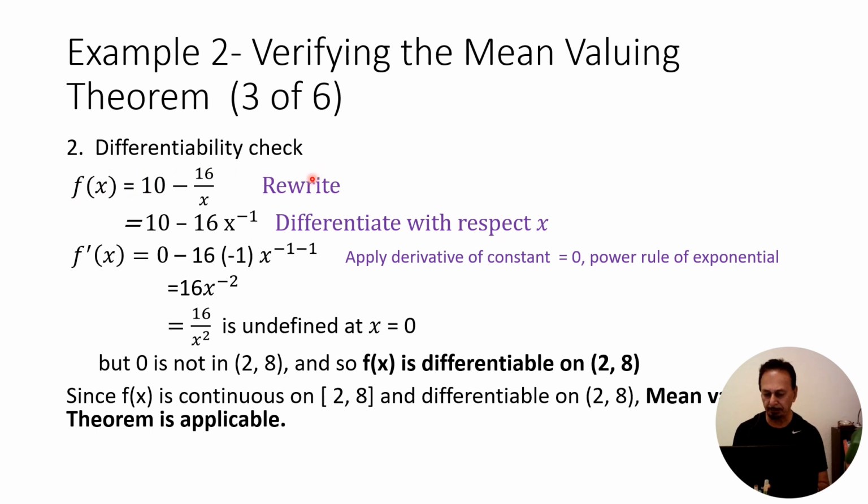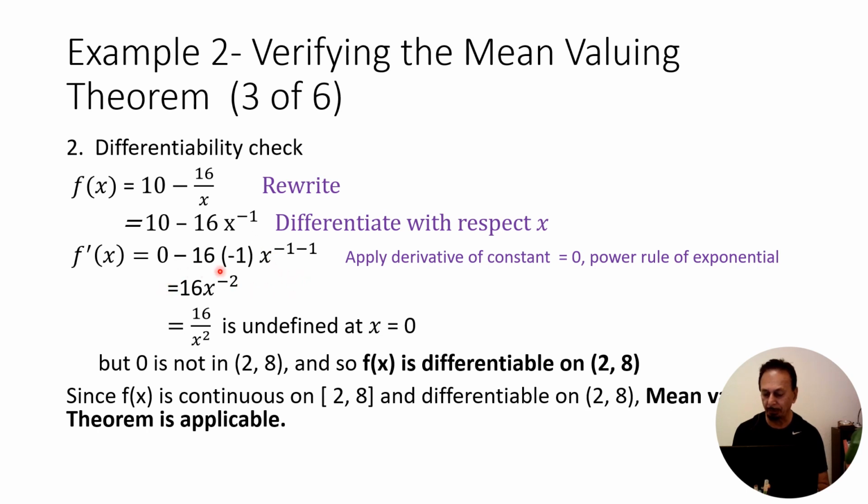Number 2, differentiability check. So let's start with f of x equal to 10 minus 16 over x. Let's rewrite it: we can move the x to the top and make the exponent equal to minus 1. So now we have 10 minus 16 times x to the minus 1. Now we differentiate with respect to x. 10 is a constant, so the derivative of 10 is 0. 16 just stays, and we apply the power rule: bring down the power negative 1, write the base x, and subtract 1 from the exponent.